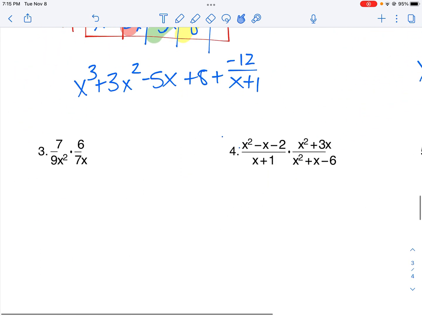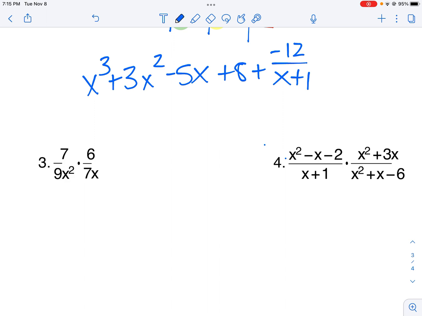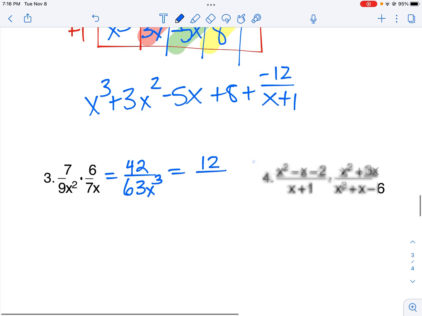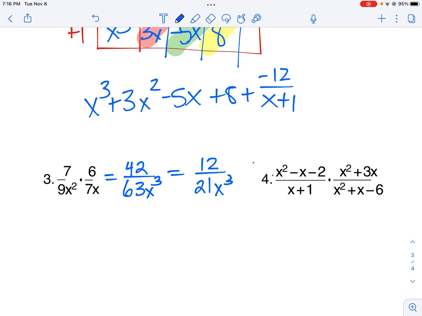So now let's take a look at this multiplying. So multiplying fractions, we multiply straight across. So that would be 42 over 63 x cubed. And I think they're both divisible by 3. So this could go down to 12 over 21x cubed. But those are both divisible by 3. So this could be 4 over 7x cubed.